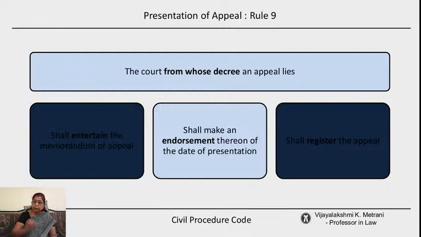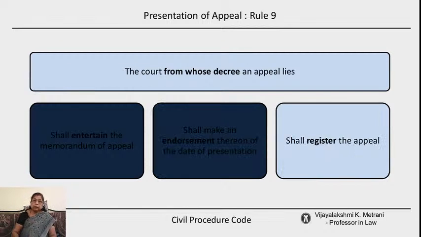Then the court shall make an endorsement on the date of presentation, on what date that appeal has been presented, because there is a question of limitation. So you have to file it within that particular period. Therefore the date of presentation is very important, and it shall register the appeal. There is a book of appeals, that is a register of appeals, in which the court shall register the appeals.